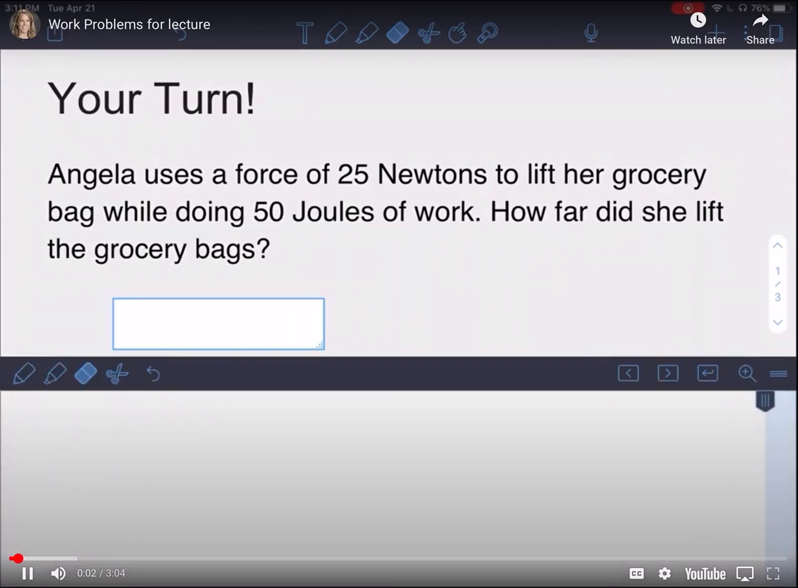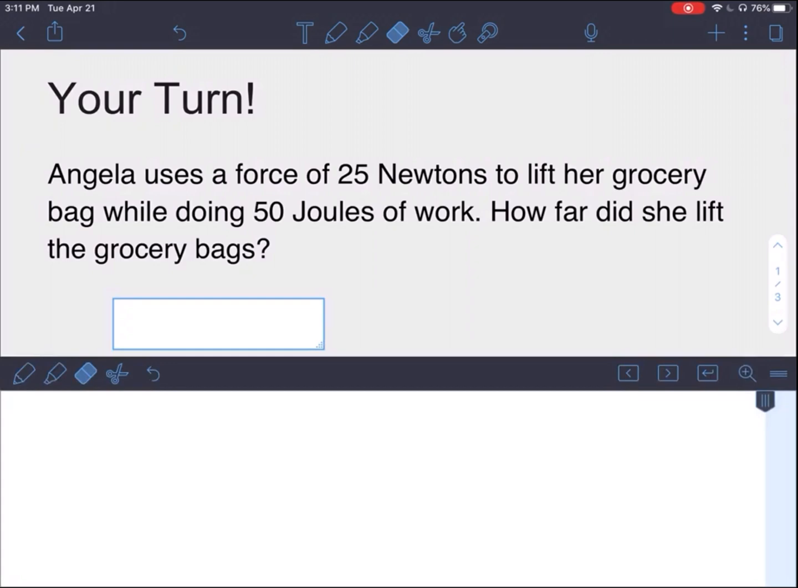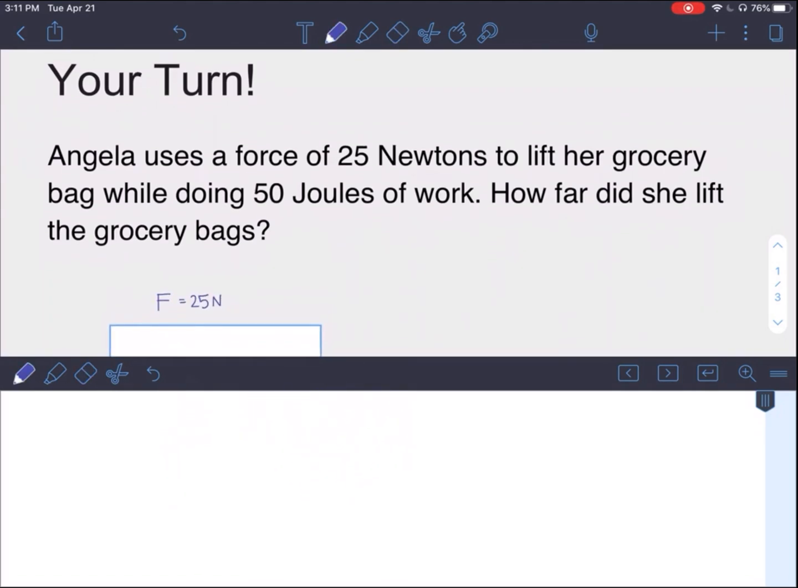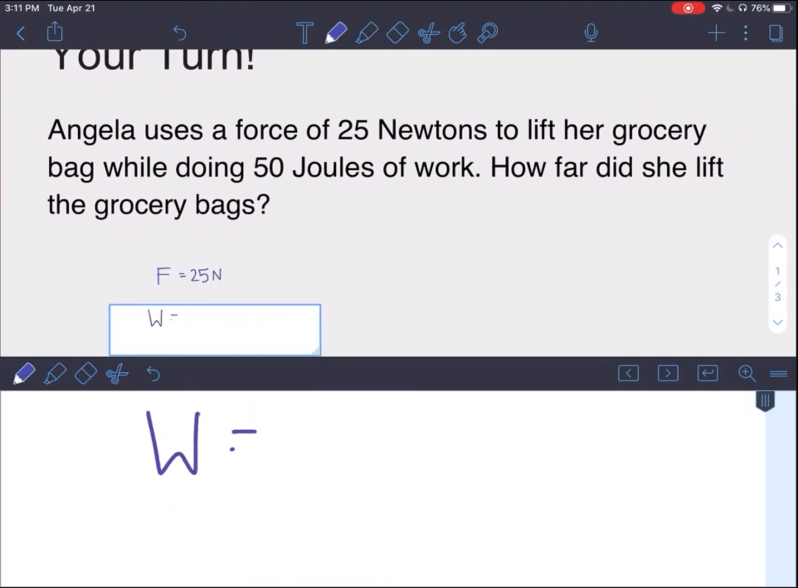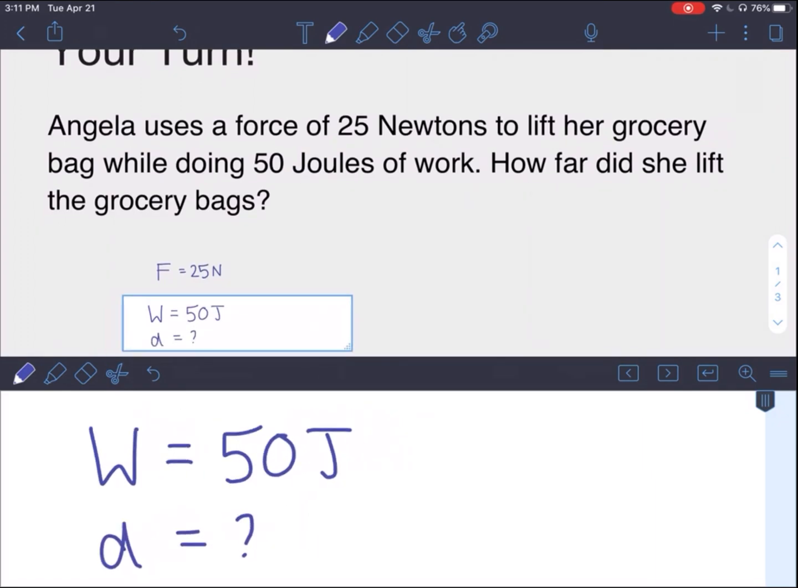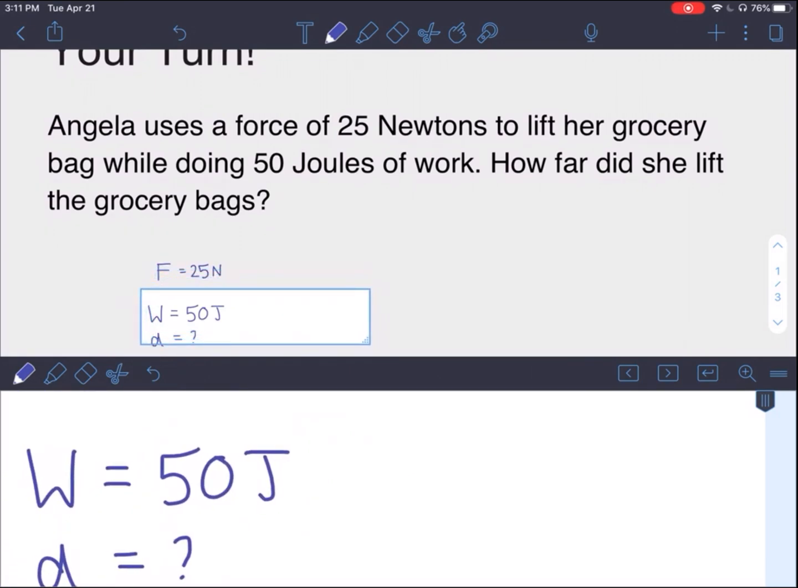All right, first thing to do to solve this problem is pick out what we know. So there is a force of 25 newtons, and the amount of work being done is 50 joules, and we want to know how far she lifted the grocery bag. So we're looking for her displacement. All right, so I am going to actually first rewrite 50 joules to 50 newton meters, because a newton times a meter is a joule.